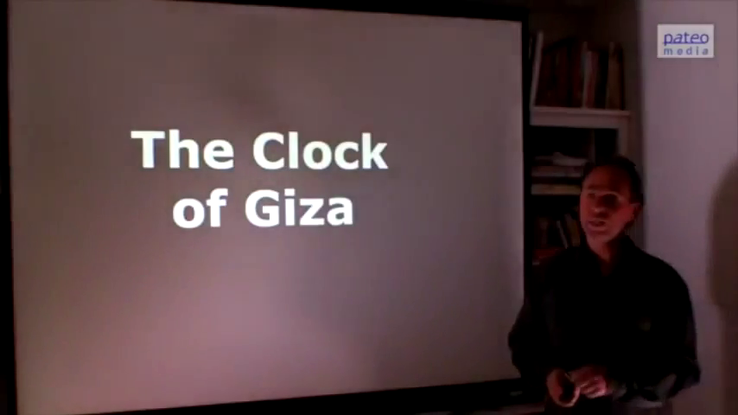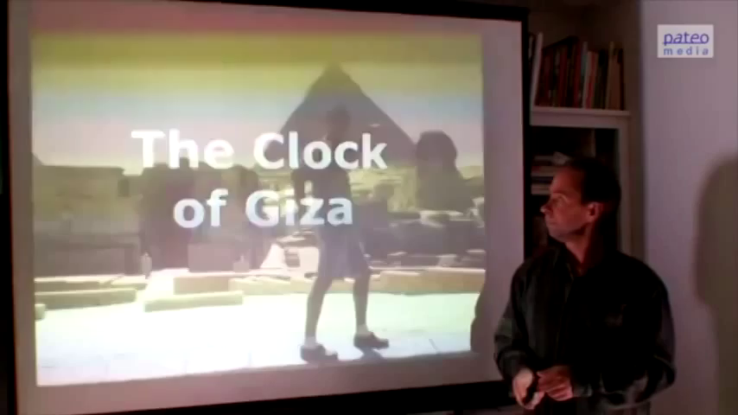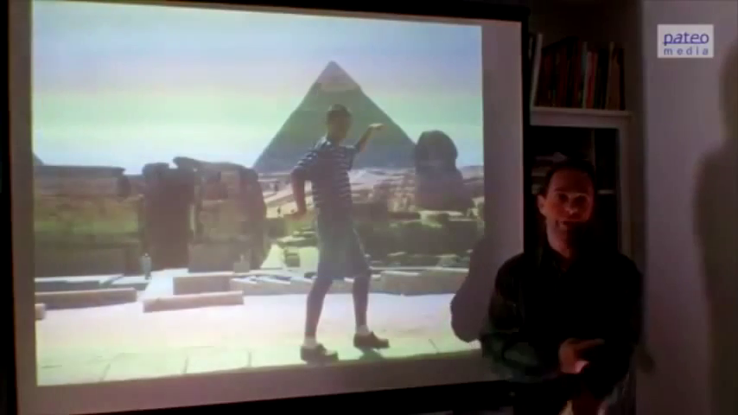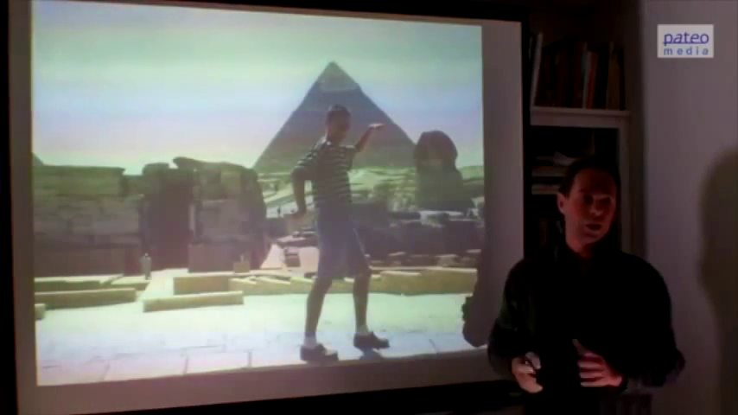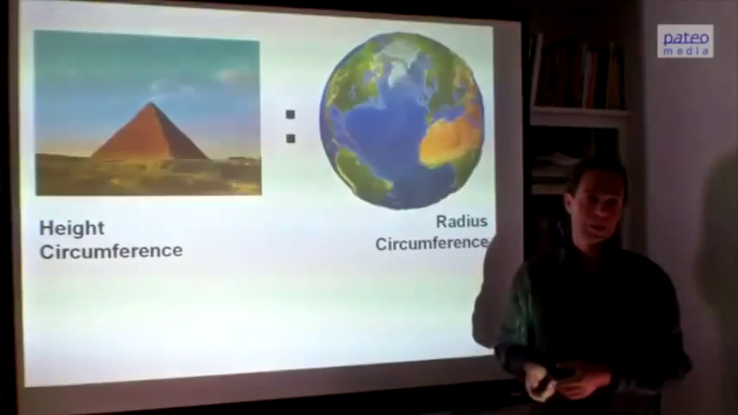And the clock of Giza is all about this third dimension of time, about the great year. I've been there myself, but the guy who was showing me around did not know exactly what he was talking about. That's what I think.